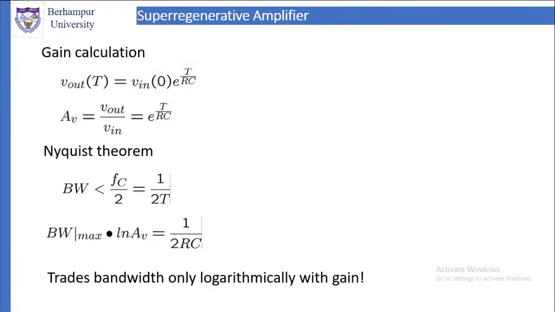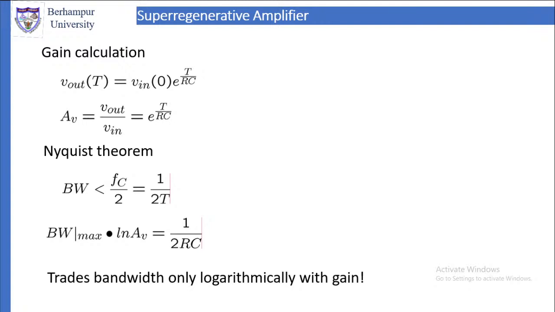Now let us find out what the gain is. Vout is equal to Vin times exponential of T upon RC. So AV, or gain, is equal to Vout by Vin, which is equal to exponential of T upon RC. Then we know the Nyquist theorem. The Nyquist theorem says that when you are sampling, or switching, sampling means you are taking samples of the signal, in this case samples of the input signal Vin.